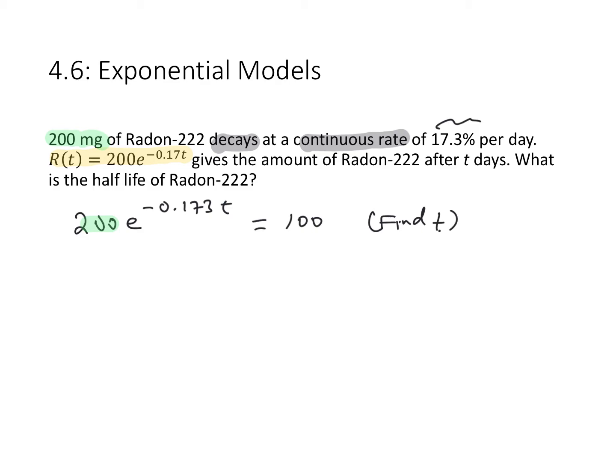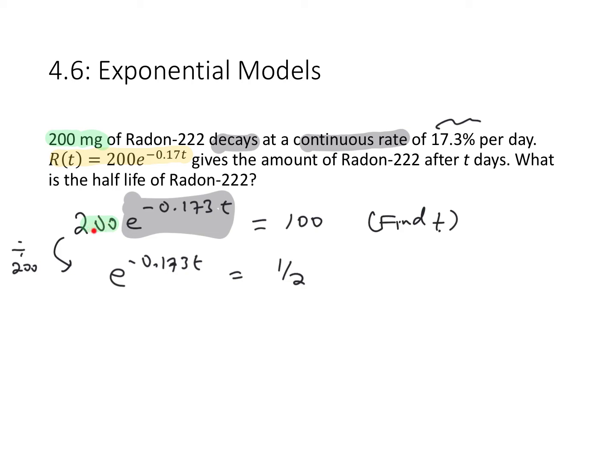So this gives us an exponential equation that's almost in the form we need to solve it. Our first step would be to get the exponential part, this piece right here, by itself on one side. And so I can do that by dividing both sides by 200. So then I have e to the minus 0.173t is equal to 1/2.